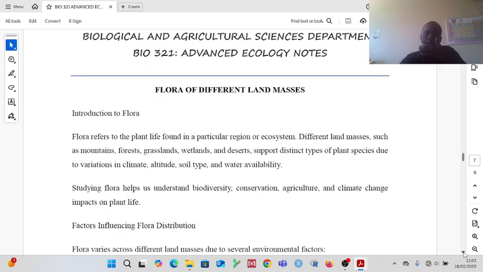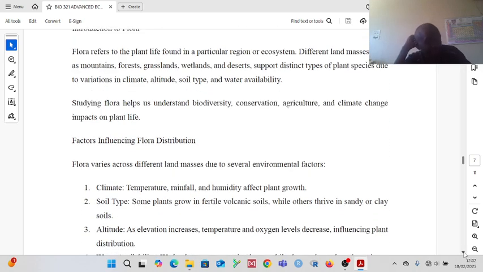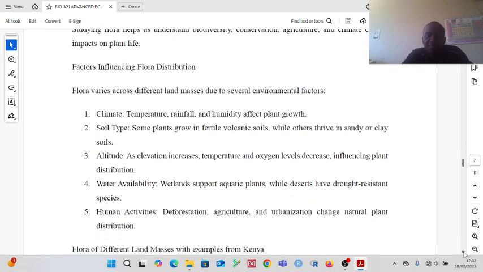We've seen the different types of vegetation, but let's see a bit about the flora that is found on the different land masses. The factor influencing the distribution of flora across ecosystems, across different land masses, is climate. What is the temperature? What is the rainfall? What is the humidity of a particular environment? Because that will affect the plant growth.